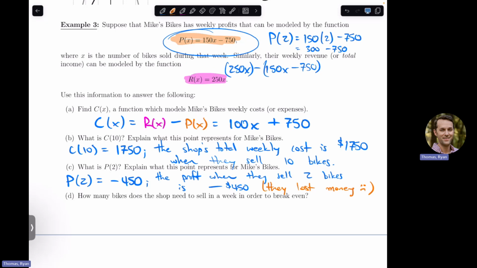Okay, so what does it mean to break even? You don't make money, but you don't lose it either. Okay, so break even. Another way to say that would be that your profit is 0. Another way to say that you don't make money, but you don't lose any either, would be that your cost is the same as your revenue.